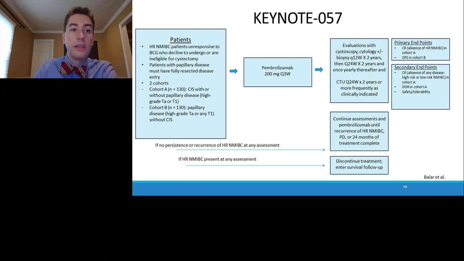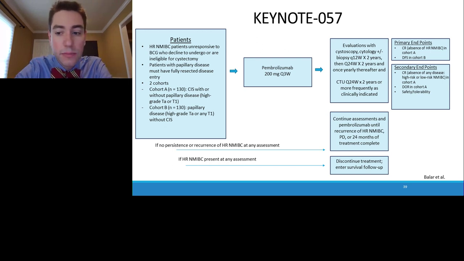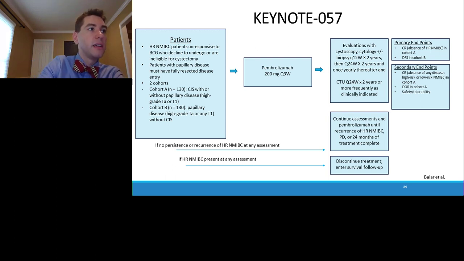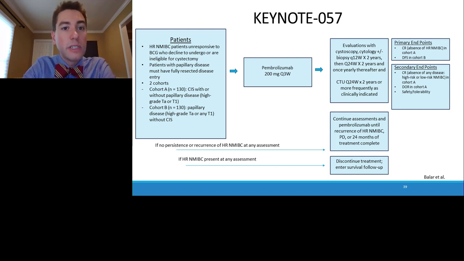Now, while I mainly talked about treatment of urothelial cancer in the metastatic setting, it's hard not to talk about the other FDA approval for immunotherapy in urothelial cancer, and that is pembrolizumab in non-muscle invasive bladder cancer. And that was seen in Keynote 057. Patients with histologically confirmed high-risk BCG-unresponsive carcinoma in situ with or without papillary disease who received adequate BCG therapy and were unable or unwilling to undergo radical cystectomy received pembrolizumab 200 milligrams every 3 weeks for 24 months or until recurrence, progression, or unacceptable toxicity.